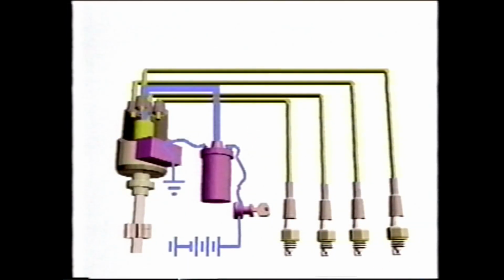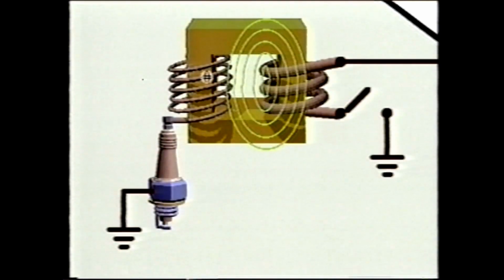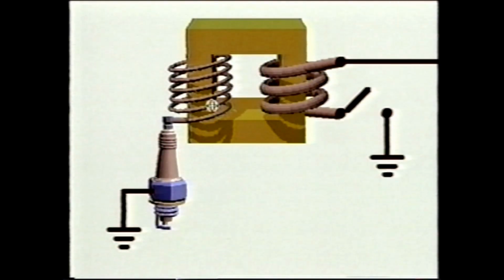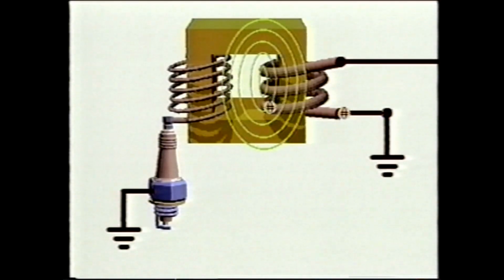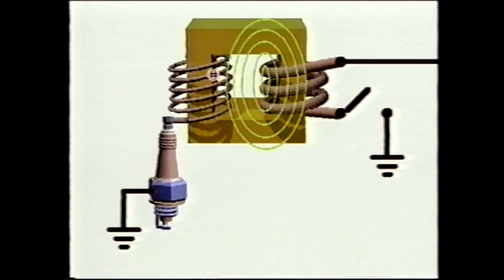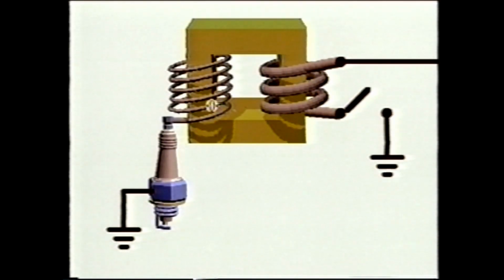When the ignition switch is turned on, a low voltage current starts flowing from the battery into the primary winding in the ignition coil. As voltage passes through the primary winding in the coil, a magnetic field builds around both the primary and secondary windings in the coil. A primary triggering device turns the current off and the current flow suddenly stops.